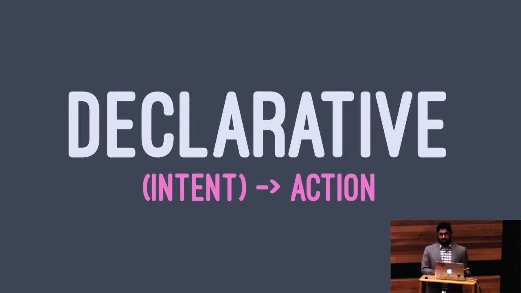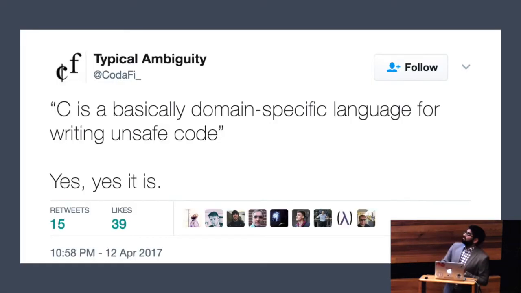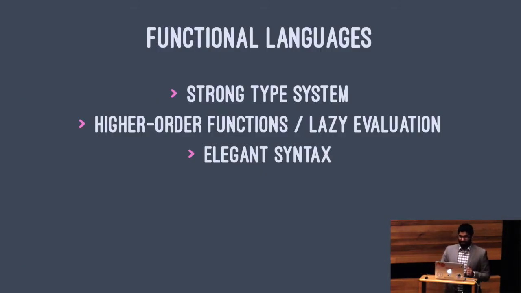Not all languages, though, are good for writing domain-specific languages. I couldn't resist throwing this in my talk. This is from Robert, you'll be hearing from him later. He says C is basically a domain-specific language for writing unsafe code. So if the language itself is a DSL for writing unsafe code, it's probably not one to write a DSL in. But functional languages are great for writing DSLs.